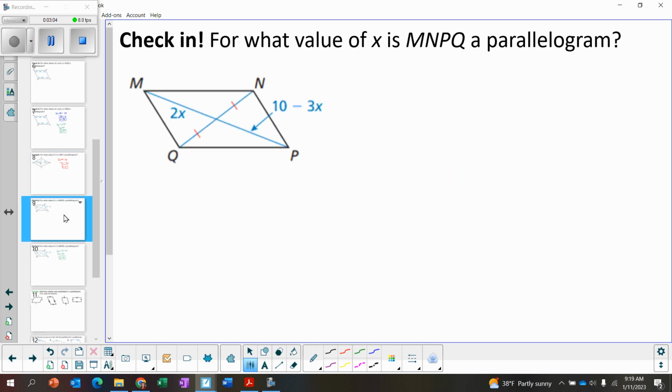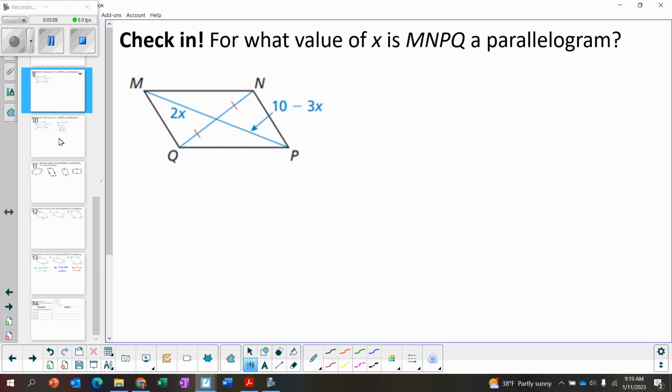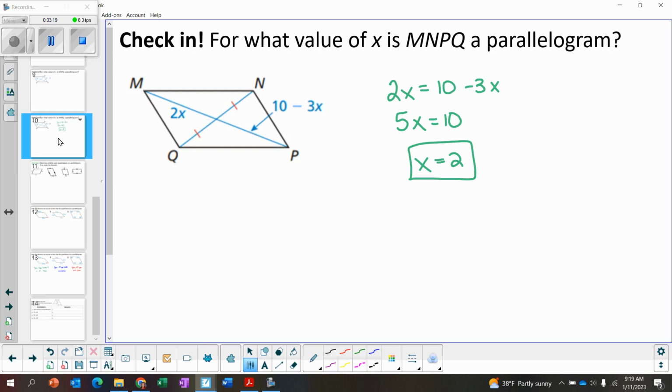So you're going to try this one: for what value of x is MNPQ a parallelogram? Pause when you're ready to see your answer, hit play. All right, once again, we set our segments equal. So 2x equals 10 minus 3x. Add 3x to both sides, we get 5x equals 10, and x equals 2.